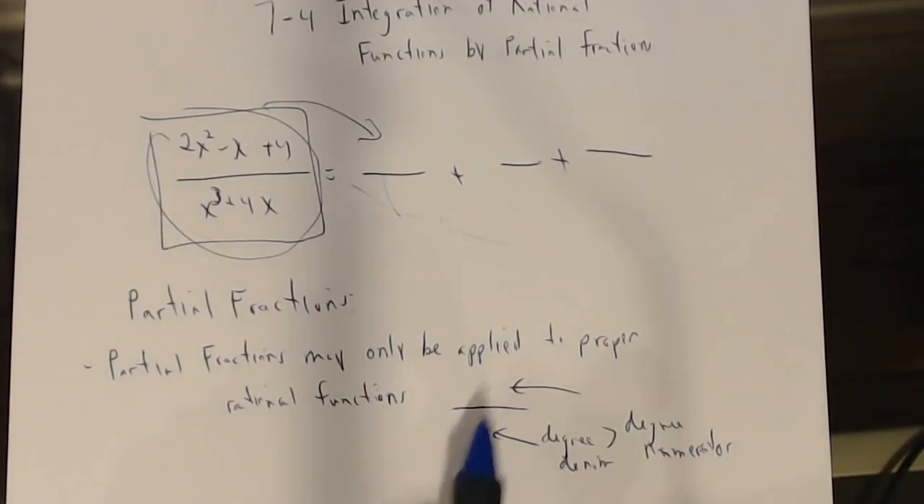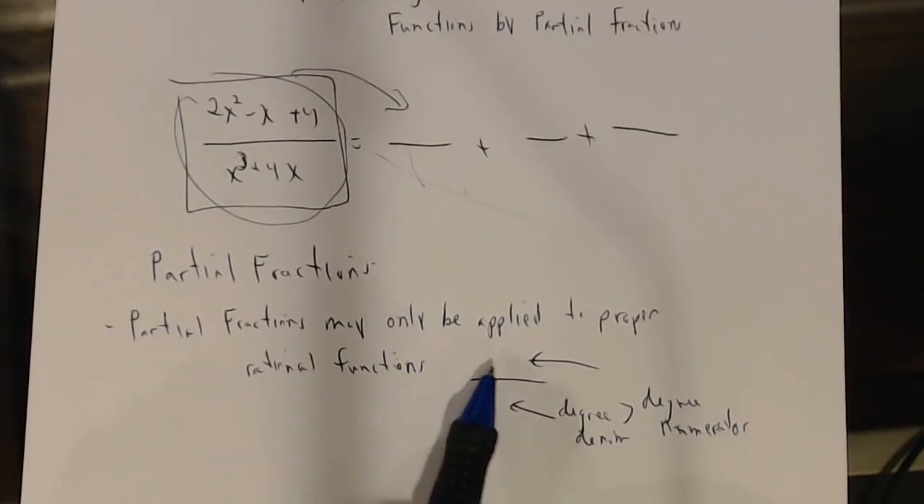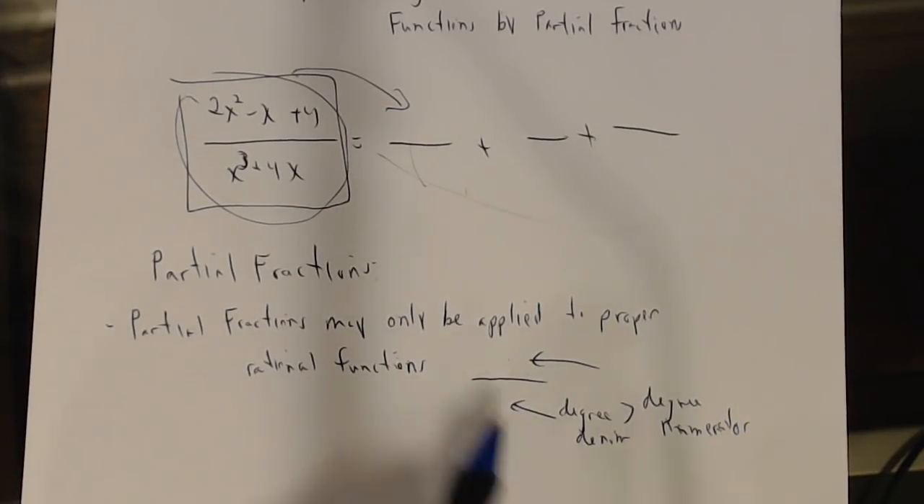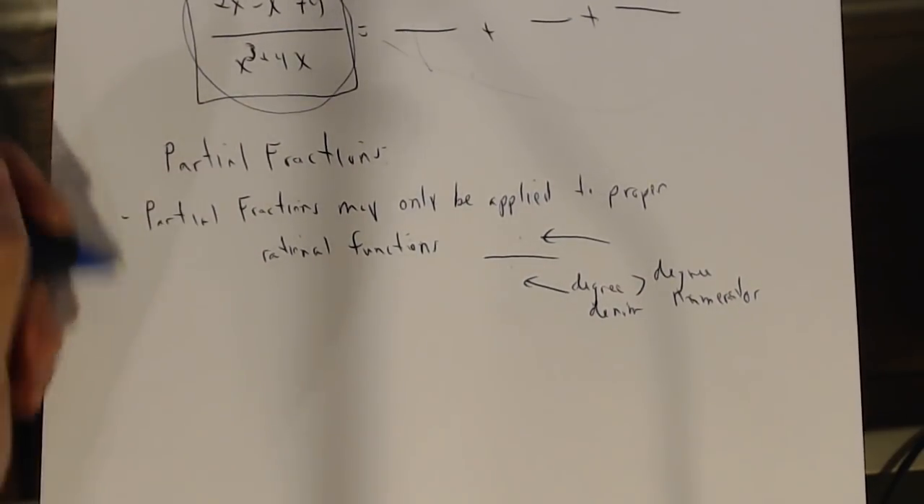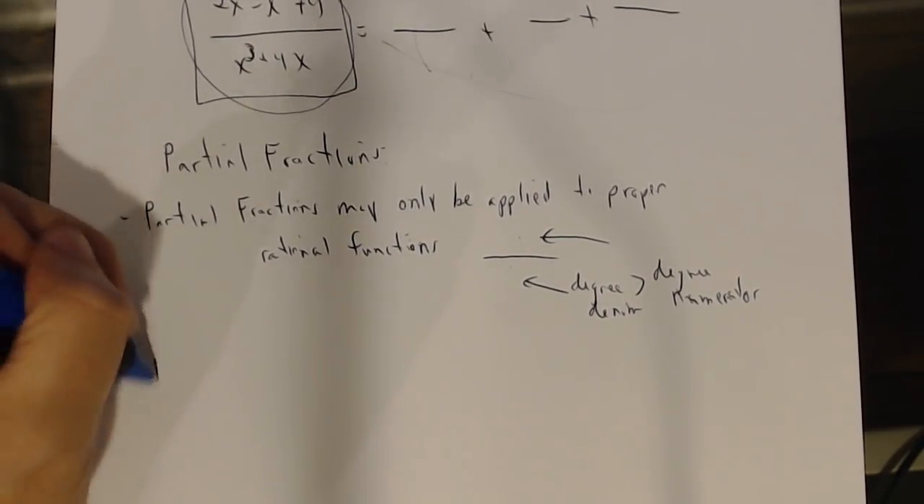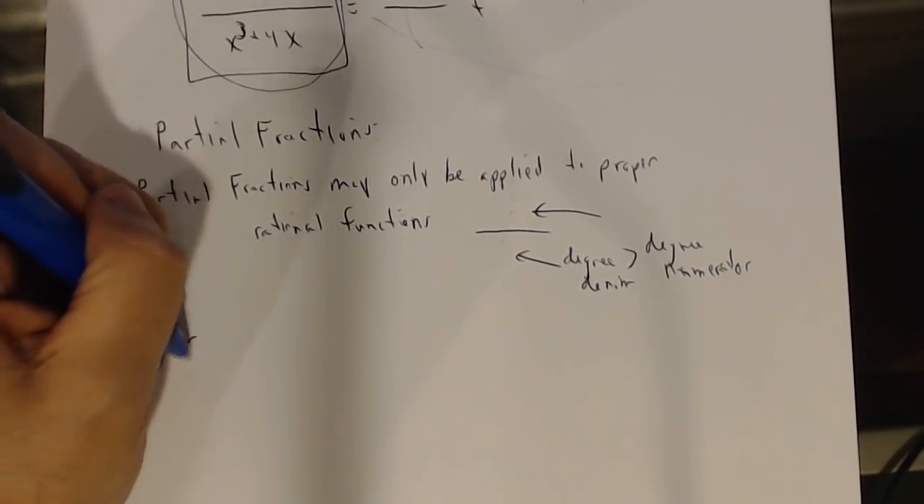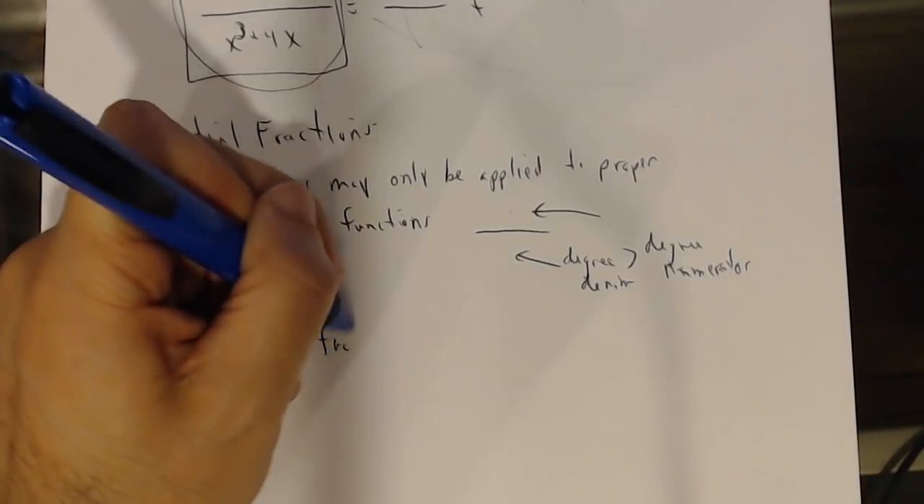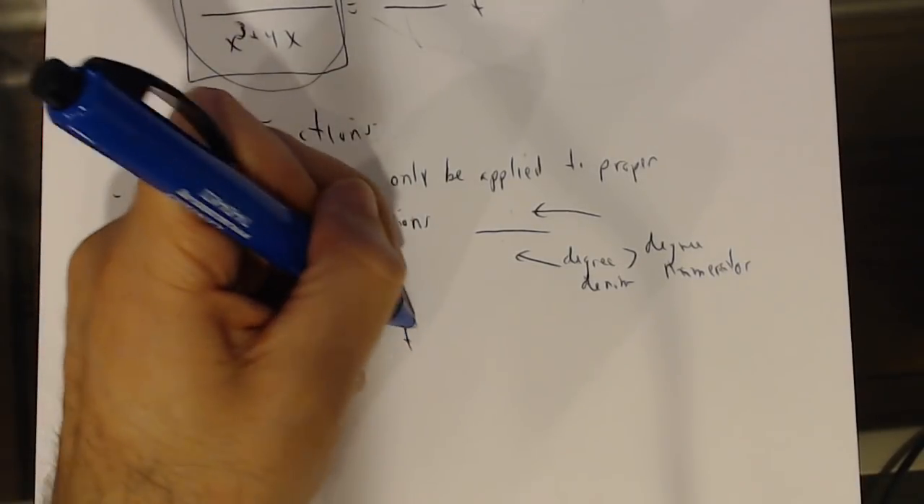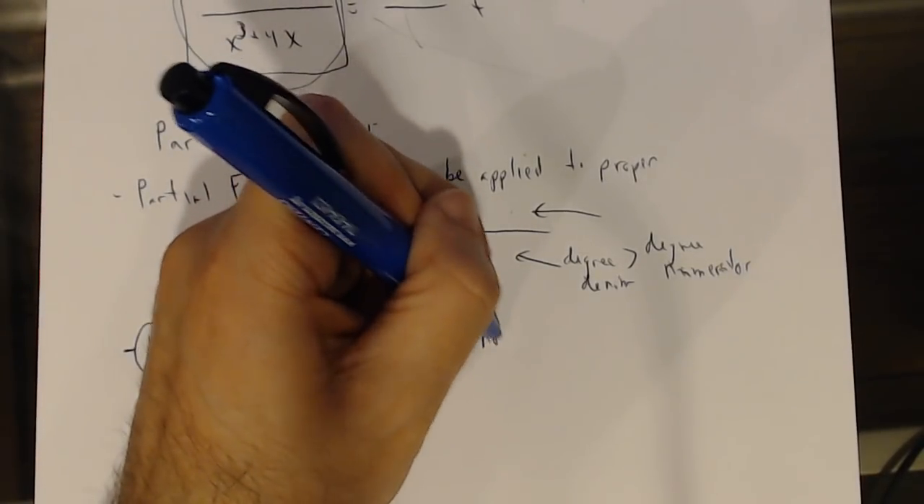If the degree of the numerator is larger than the degree of the denominator, then you could just use long division to break this down. So you may not even need partial fractions. Okay, so once you do that, the first step actually is to completely factor the denominator.